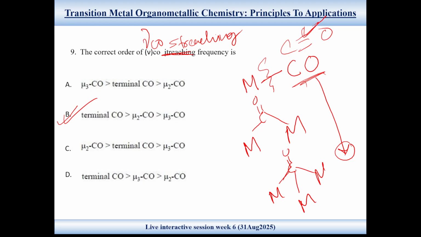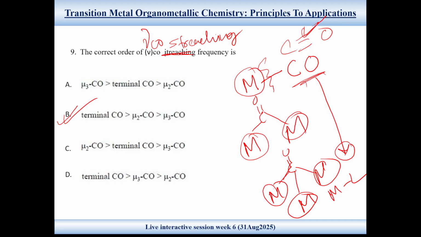For the terminal CO, as the number of metals here increases, that will increase the possibility of more metal to ligand pi back donation. What increases the pi back donation? If here you have one metal center and you increase the number of metals, every metal is donating to the carbon in pi back donation.